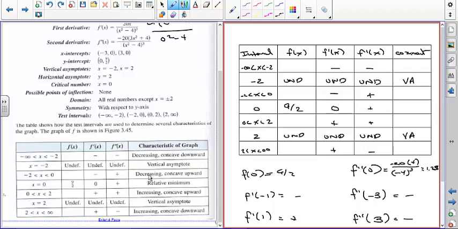So negative, negative, yep, undefined. Negative, positive, 0, positive, 9 halves, positive, positive, undefined, negative. So look at that. I'm amazing. No.